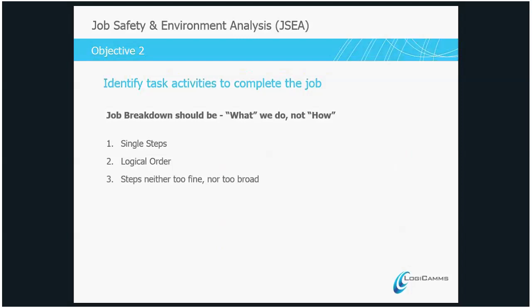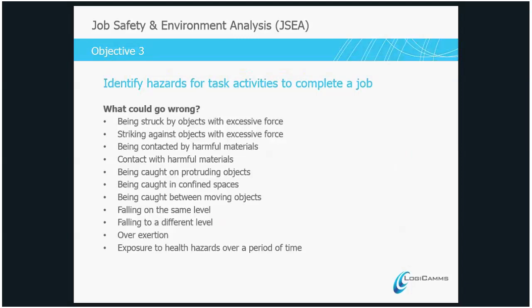For a JSEA, the thinking process should be what we do and not how we do. Remember, what we do and not how we do. When you consider PEAR, that is people, environment, asset or reputation, now that we have broken the activity into single steps, we can proceed to identify the hazards.